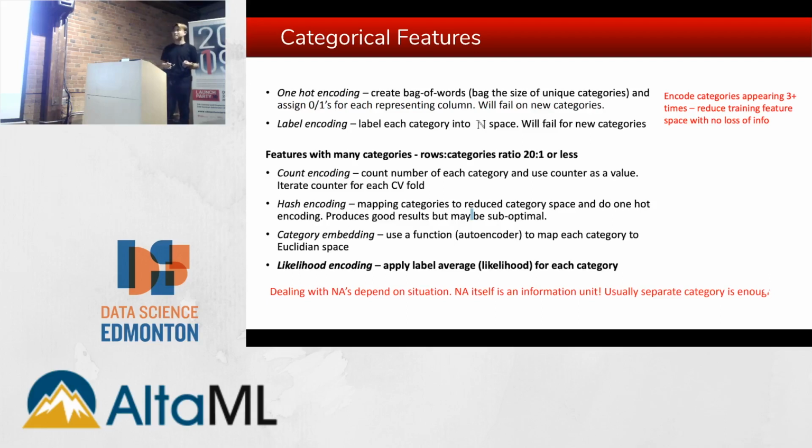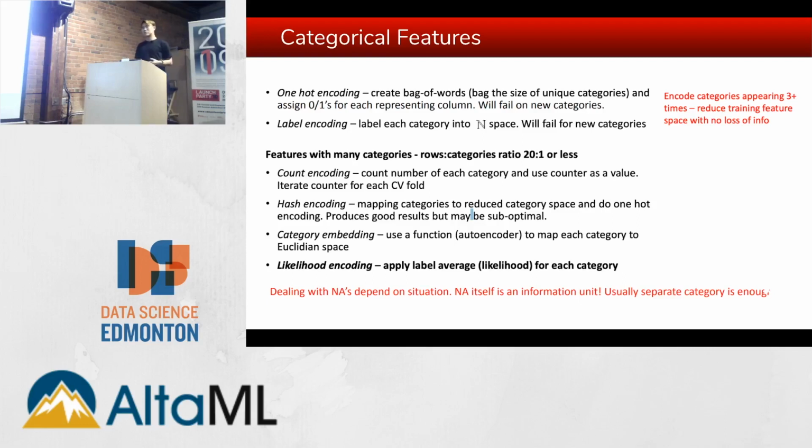One of the most common things to do with categorical features is one-hot encoding. I think that's machine learning 101. Basically, you create a bag of words for your categorical features and assign 0 and 1 values to the feature. You can also do label encoding. For example, if you have a column which is country, and you have Canada, US, China, India, you convert those labels to 1, 2, 3, 4.